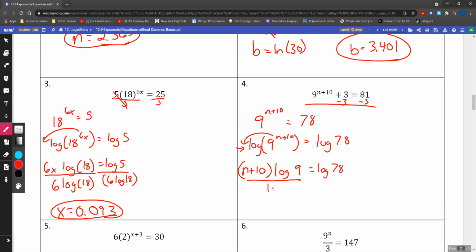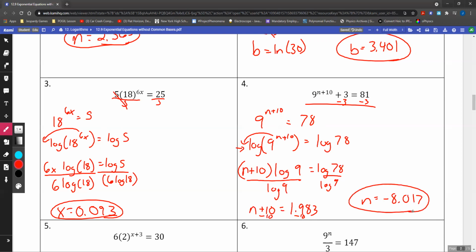So divide both sides by log 9. So I get n plus 10 equals, and then I could do log 78 divided by log 9, 1.983. Subtract 10 from both sides, and we get negative 8.017.